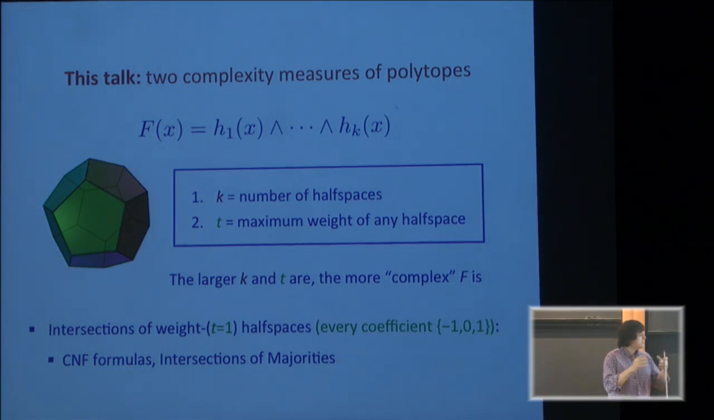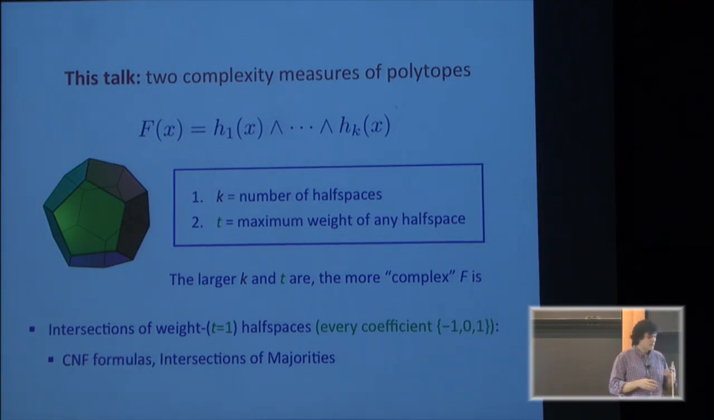So for instance, any CNF formula, any AND of ORs, if it's a size k CNF formula with k clauses, can be expressed as an intersection of weight 1 half-spaces. And these can represent considerably more than that as well. You can capture intersections of majorities, a bunch of different functions, even if you have very small weights, even if the largest weight is 1.